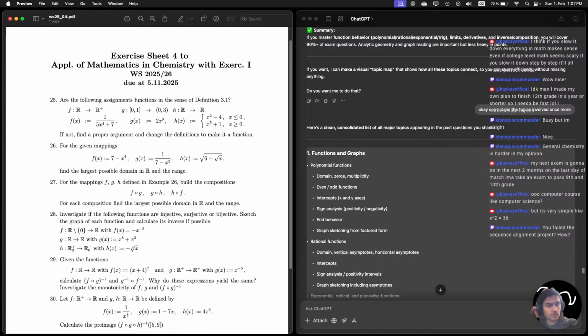I think if you slow it down, everything in math makes sense. Even if college level math seems scary, if you slow it down step by step, it all makes perfect sense. Math, physics, yep. I think it applies to every subject. If you slow it down, if you just read each step, you would understand things much faster.